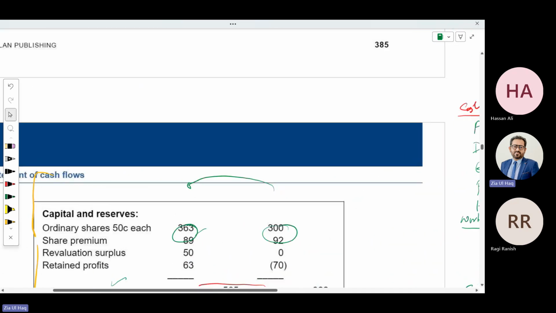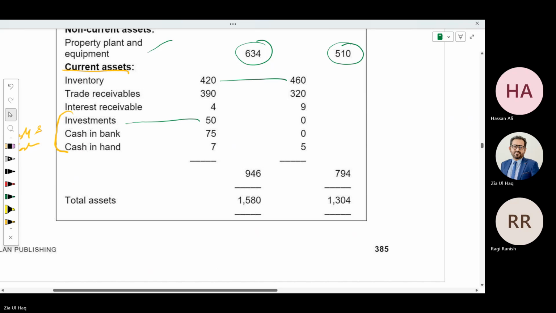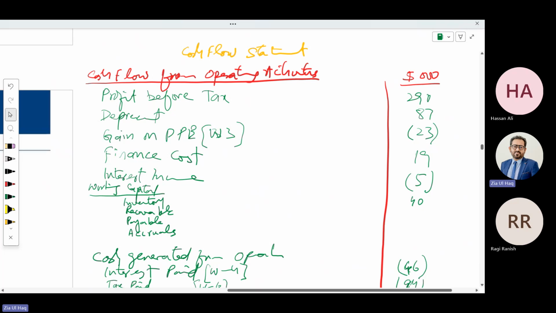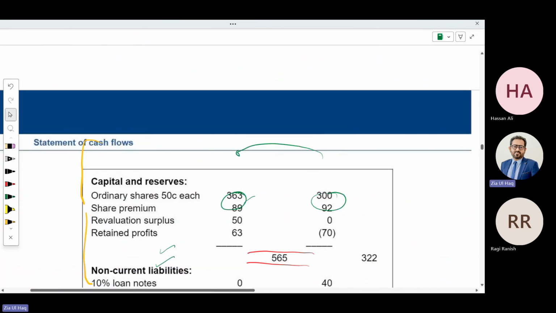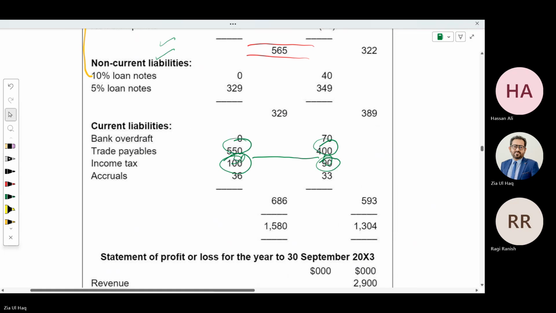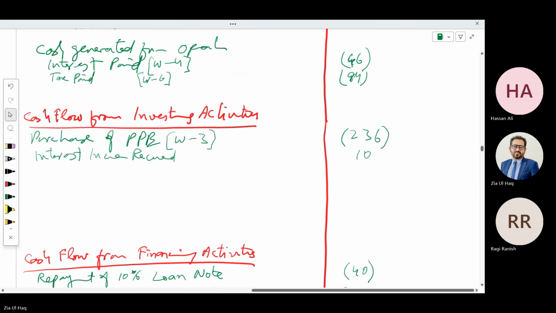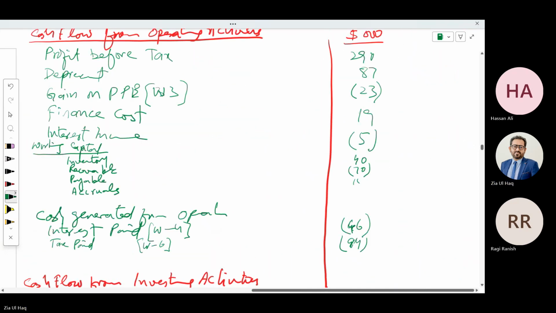Relating to receivable, 70 increase, negative. Relating to payables, 150 increase, direct, positive. Against accruals, 30 increase. Yes. Can you calculate cash generated from operations for me, please?